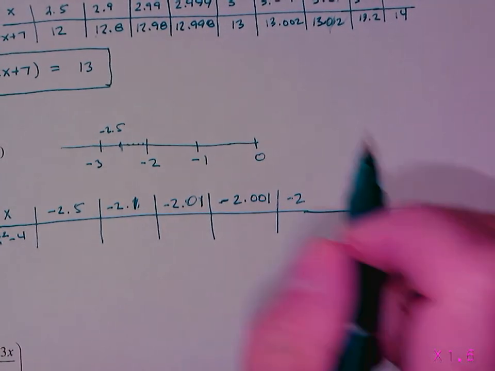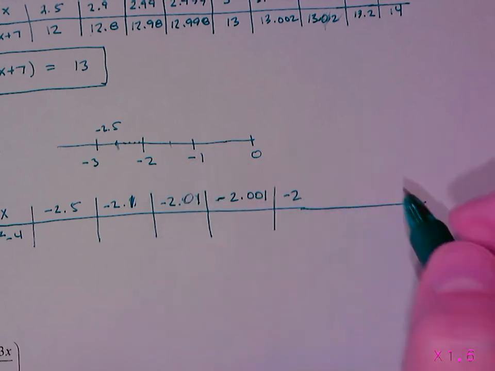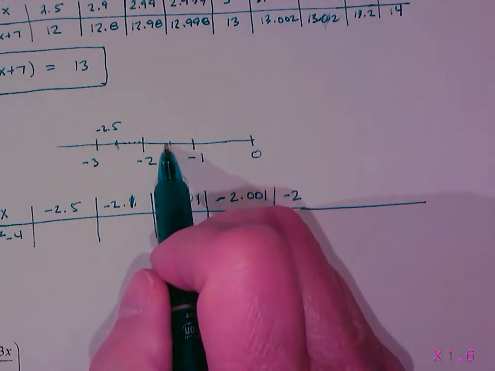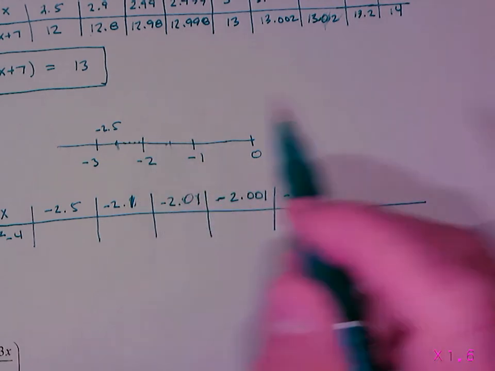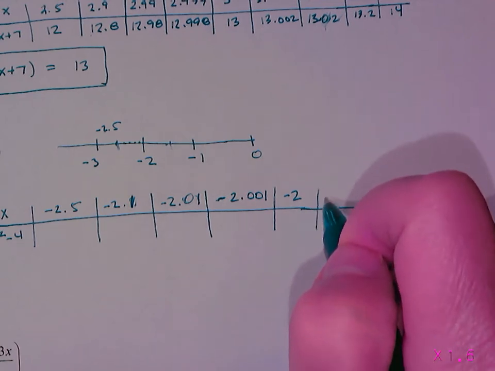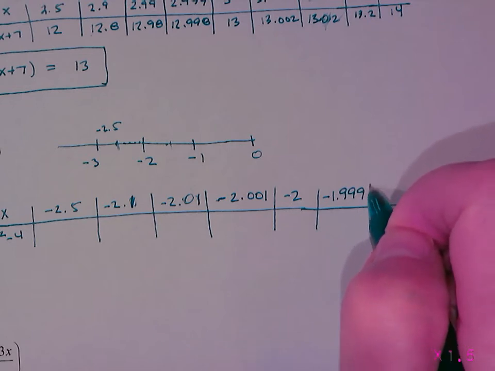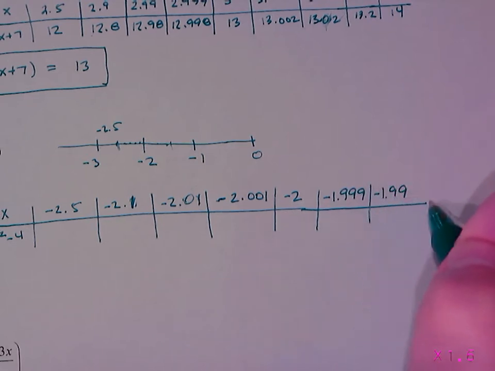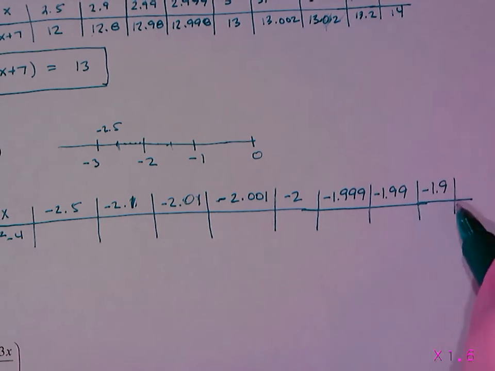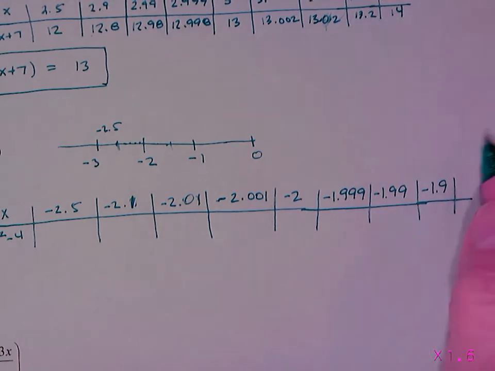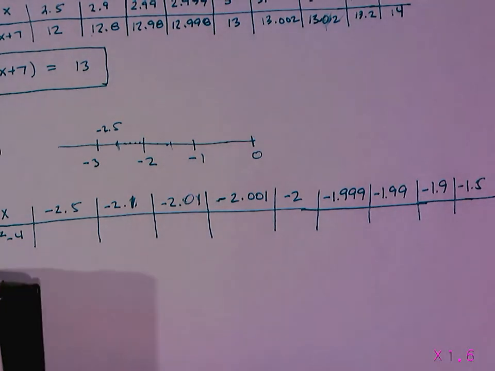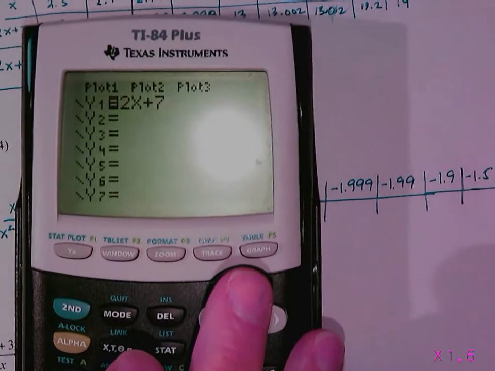And now I have to go on the other side. So this is -1.5. -1.6, -1.7, -1.8, -1.9. So the next one I'm going to have is -1.999, -1.99, -1.9, and I'll do -1.5 just to show you. So now I've already got most of these numbers in my graph, but I'm going to show you once again.